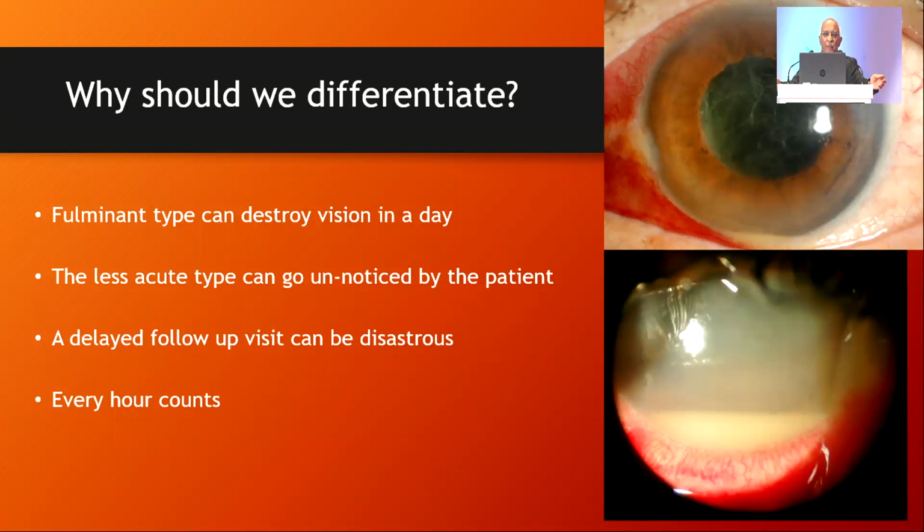The fulminant type can destroy vision within a day, the ones caused by gram-negative bacilli, for example. The less acute type can go unnoticed by the patient for a very long time, and if he doesn't examine his eye, doesn't check his vision on his own, he will probably end up with a blind eye. A delayed follow-up visit can be disastrous, and every hour counts, according to me, even if the patient is landing up in a hospital after midnight. There are several instances when we have operated on endophthalmitis patients after midnight as well.